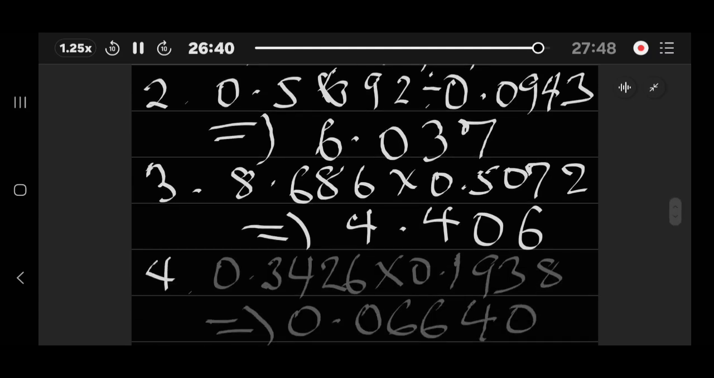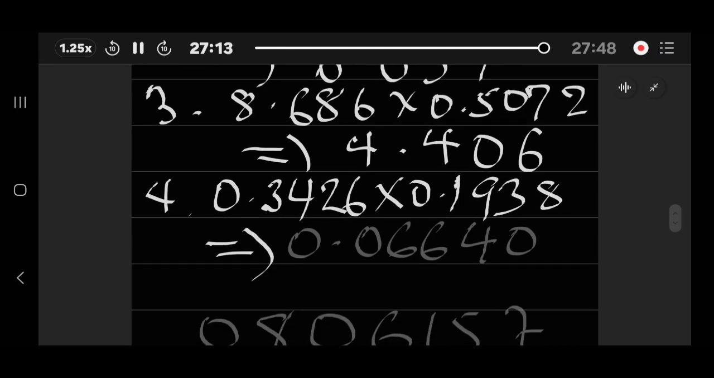Let's add one more. Question number 4. I want you to evaluate 0.3426 times 0.1938. If your work is correct, your final answer will be 0.06640. We are going to stop here.